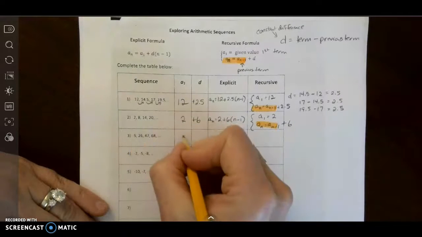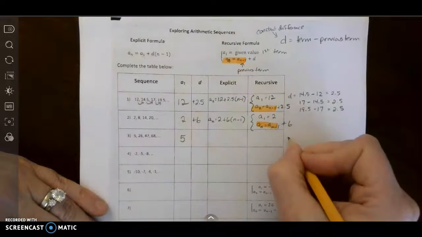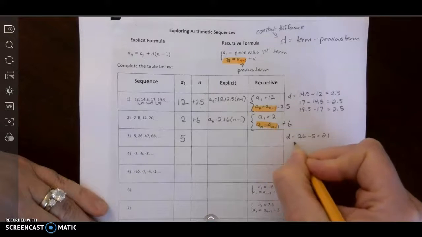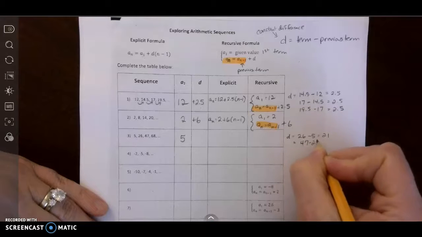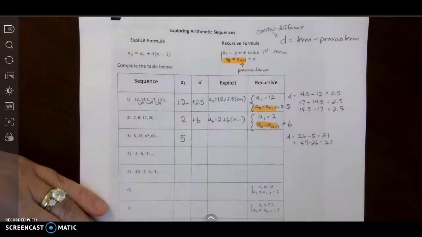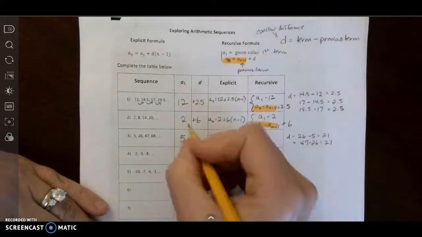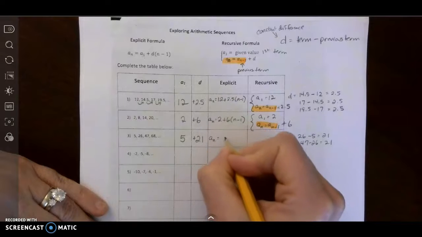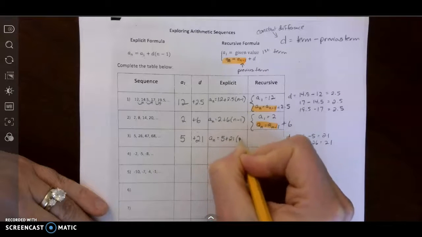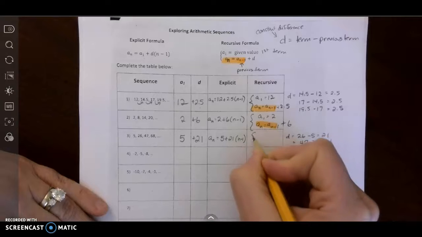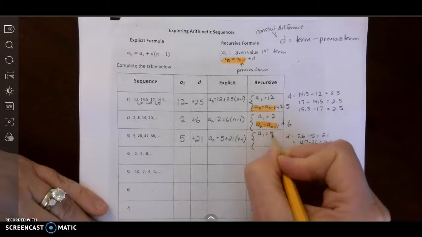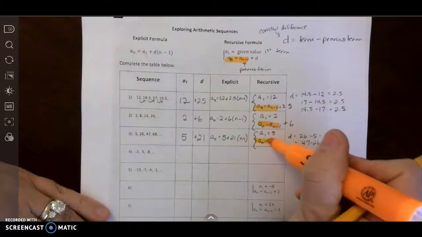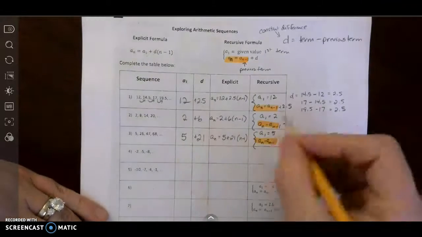This next one, my first term is 5. Not quite sure, so I'm going to come over here to the side and do 26 minus 5, and I get 21. Let's make sure I get the same thing when I take 47 minus 26. Yes, I get 21. So I know that my constant difference is 21, and it's positive, so plus 21. So I have a sub n equals 5 plus 21 times n minus 1. For my recursive formula, my first term is 5, and a sub n is my previous term. Notice again, always start that recursive part the same, and plus 21.